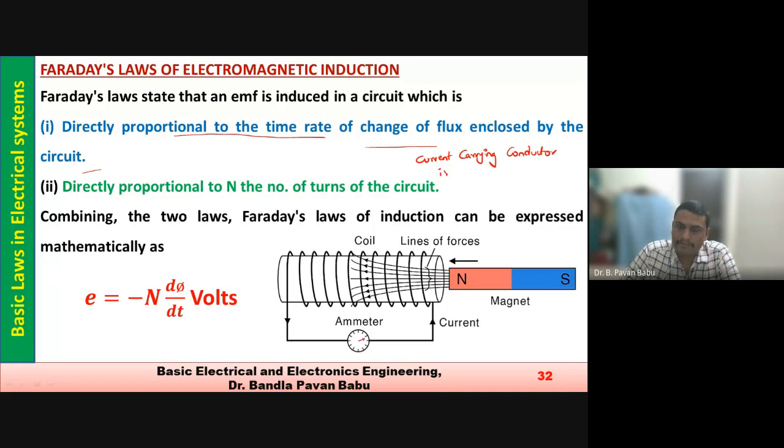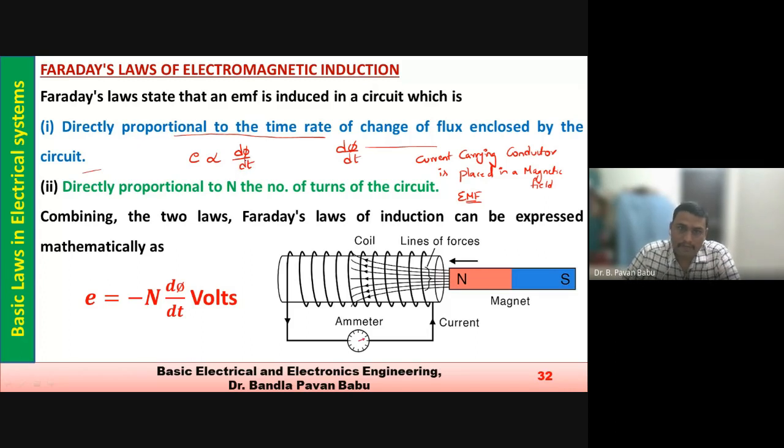Okay, so an EMF will be developed. That EMF depends upon the rate of change of flux, which we call d phi by dt. Actually, the electromotive force or the EMF induced, E, is directly proportional to the rate of change of flux with respect to time.